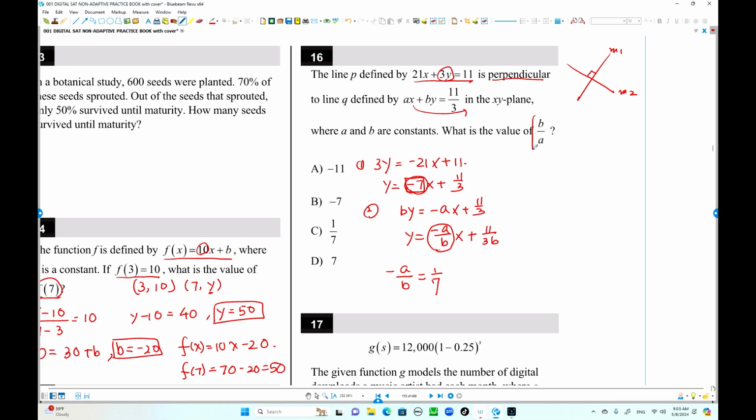But we're going to find this one. Okay, always focus. What is being asked? B over A, not A over B. Okay, from here, A over B equals negative 1 over 7. B over A is the reciprocal. Okay, flip the numbers. B over A, it's the reciprocal. What is that? Negative 7, okay? You gotta be careful.